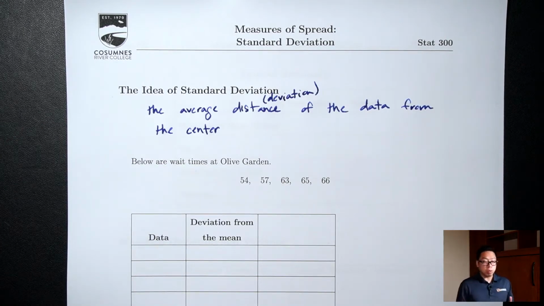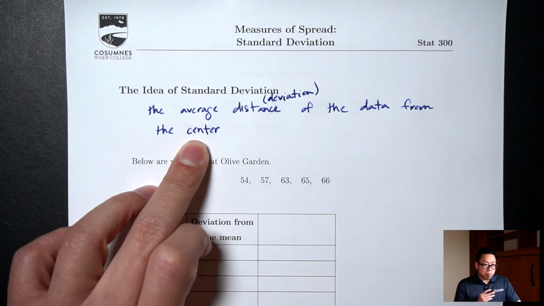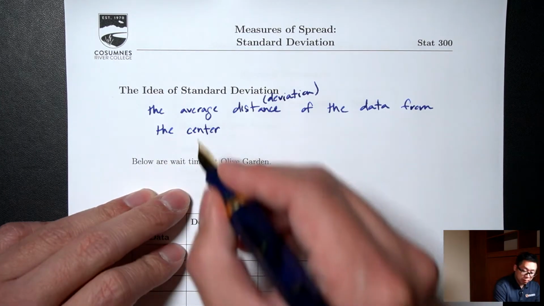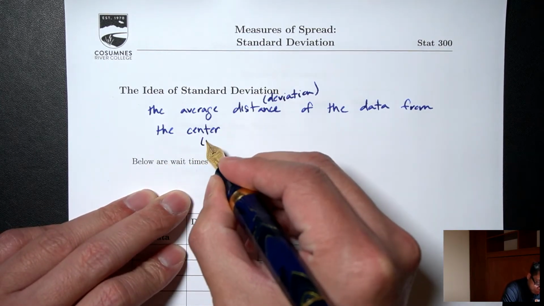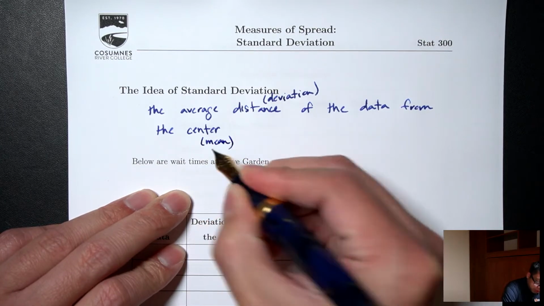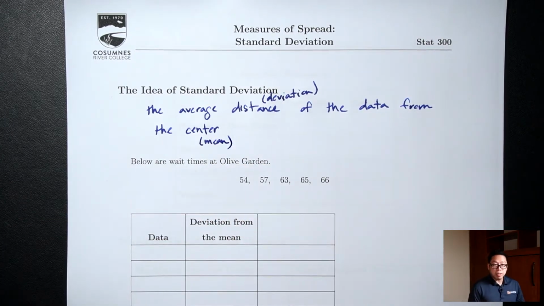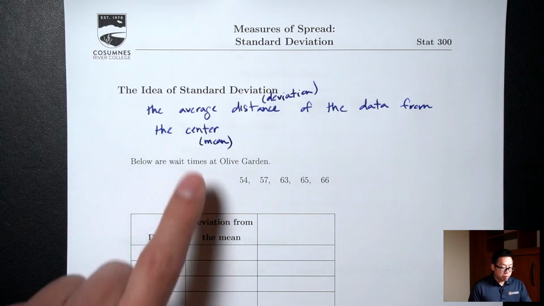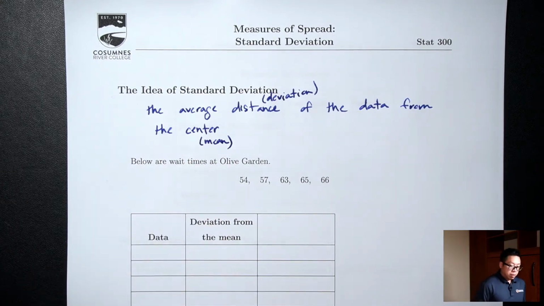And in the last lecture, we talked about three measures of center. We talked about the mean, the median, and the mode. The center we're going to use is the mean. So the standard deviation is the average distance of the data from the mean. So let me try to work my way through this idea and see if we can calculate the standard deviation.